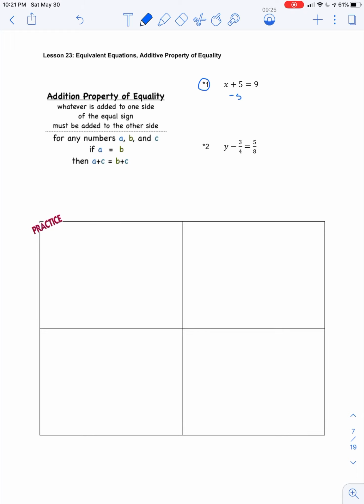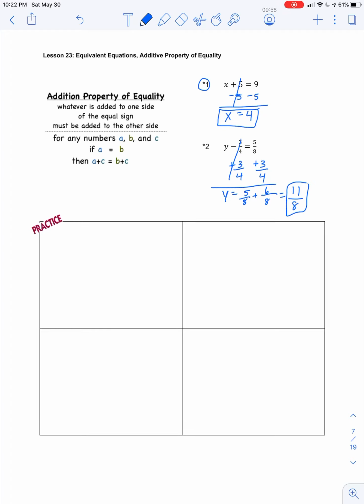So to figure out what x is equal to, we can subtract 5 from both sides, and we have x equals 4. On this one, we're going to add 3/4 to both sides, and you can do this in your notes along with me. We get y equals 5/8 plus, we're going to go ahead and change this to 6/8, and you get 11/8 here. And there's your two answers.